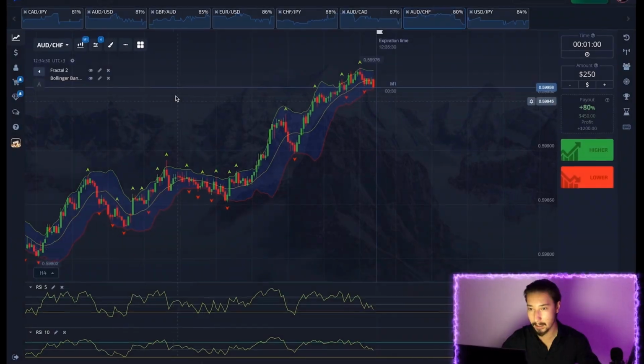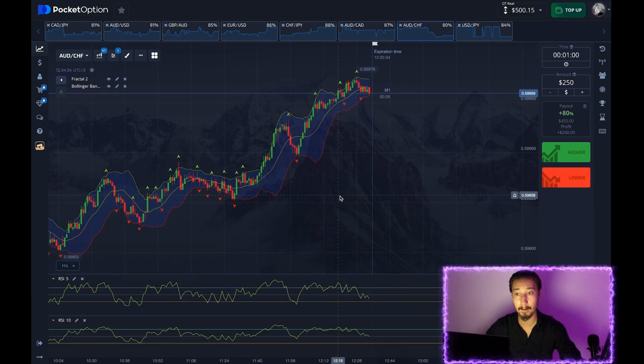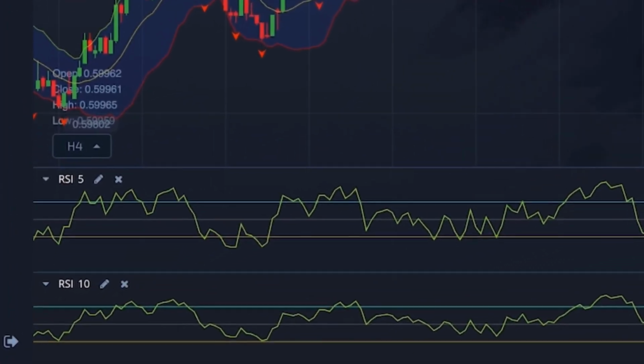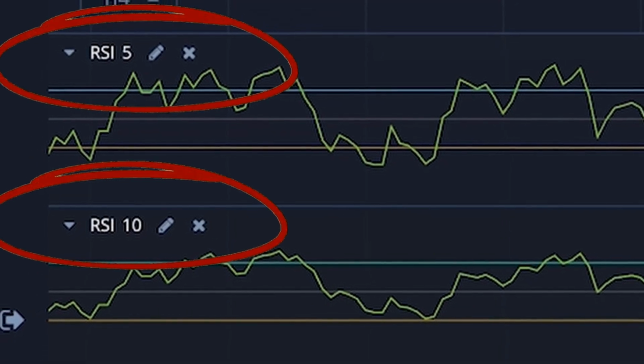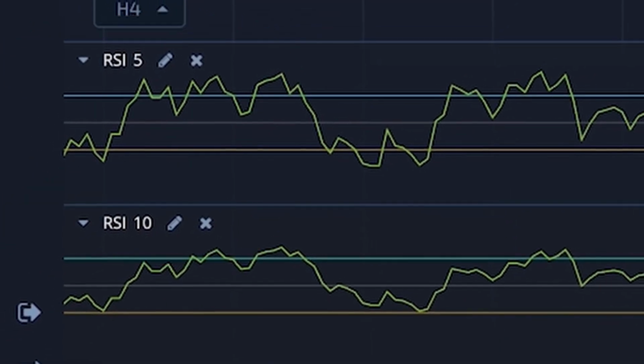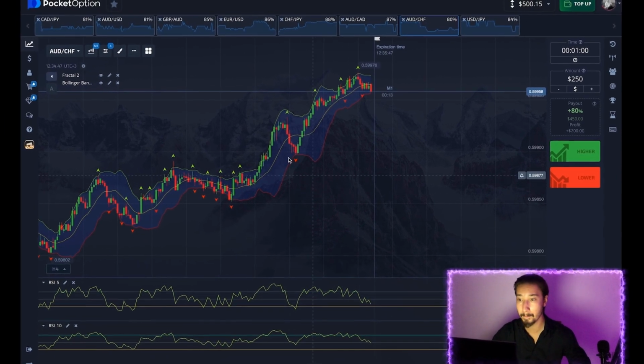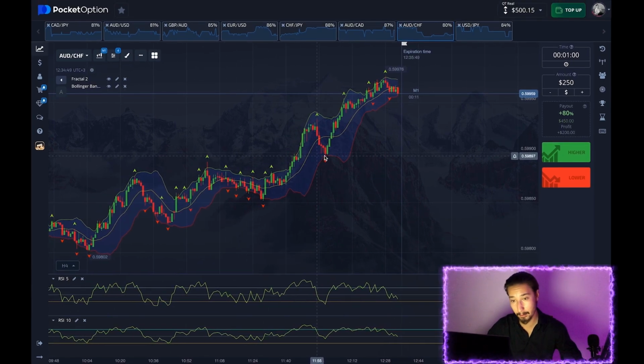Today we have the following selection of indicators for analysis. This is a Bollinger Bands with a period of 13, deviation of 2. Fractal with the default settings for this broker, and two RSI oscillators. The first with a period of 5, the second with a period of 10. We also leave the overbought and oversold areas at the default 70 and 30.